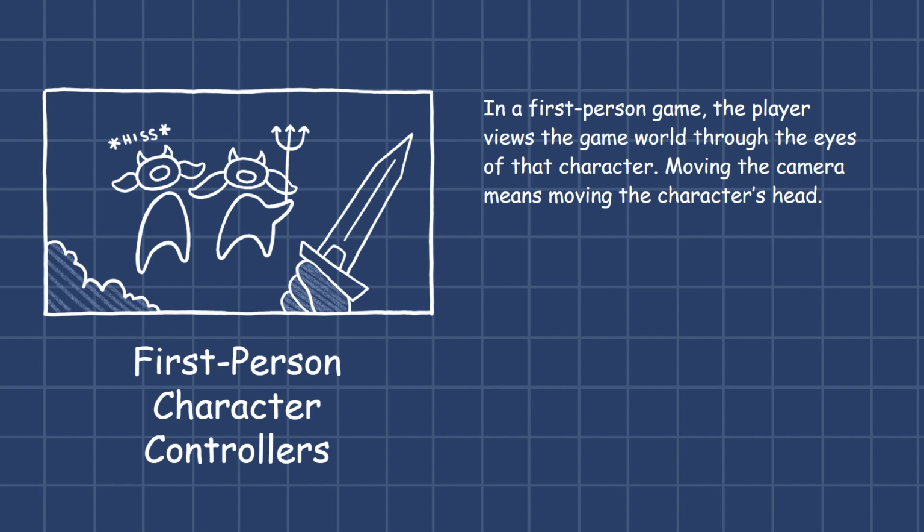Generally, moving the camera means moving your character's head. This makes mapping locomotion rather straightforward. Deciding what forward means is a no-brainer when your character is constantly facing the direction you are looking.